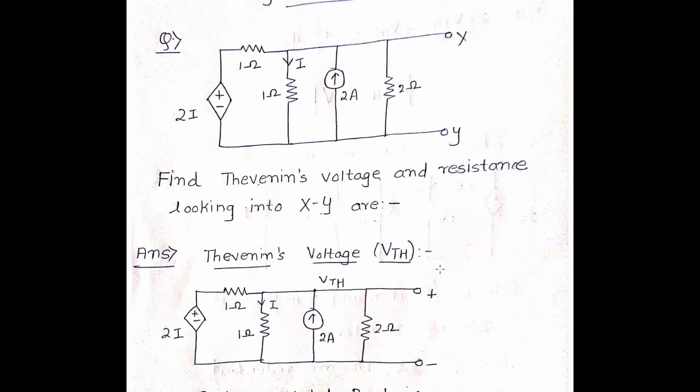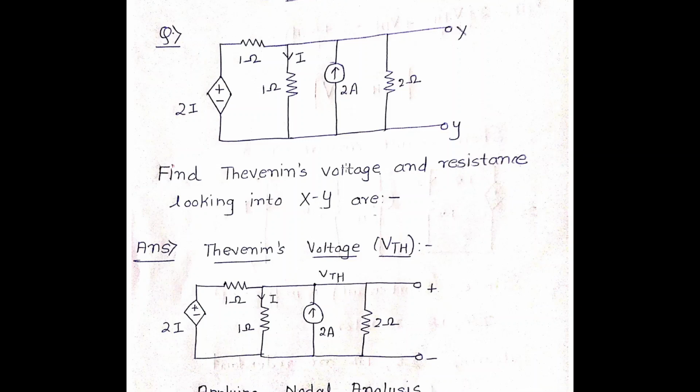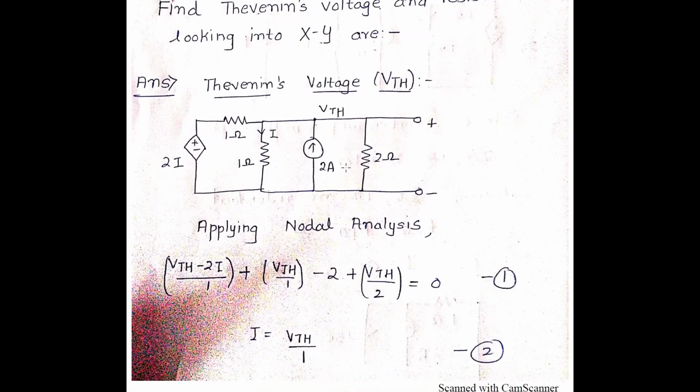If you look at this question, we have 2I as the control voltage source. You have 1 ohm, 2 ampere, 2 ampere. The Thevenin's voltage VTH is the voltage across this open terminal. This is in parallel with the 2 ohm resistor, 2 ampere current, and 1 ampere and 1 ohm resistor. So basically, assuming that the currents are outgoing, we have (VTH minus 2I) upon 1, plus VTH upon 1, minus 2, because it's incoming, we are assuming all the currents to be outgoing, minus 2, plus VTH upon 2 is equal to 0. This is the first formula.